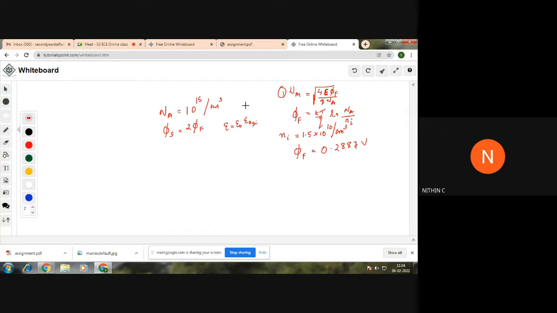And this value you already know. The relative permittivity of silicon is not given in the question; you need to take it as 11.8. Epsilon 0 value you know: 8.85 into 10 raised to minus 14. Everyone should do this. When this is done, you need to send it to me. Don't wait for anything.